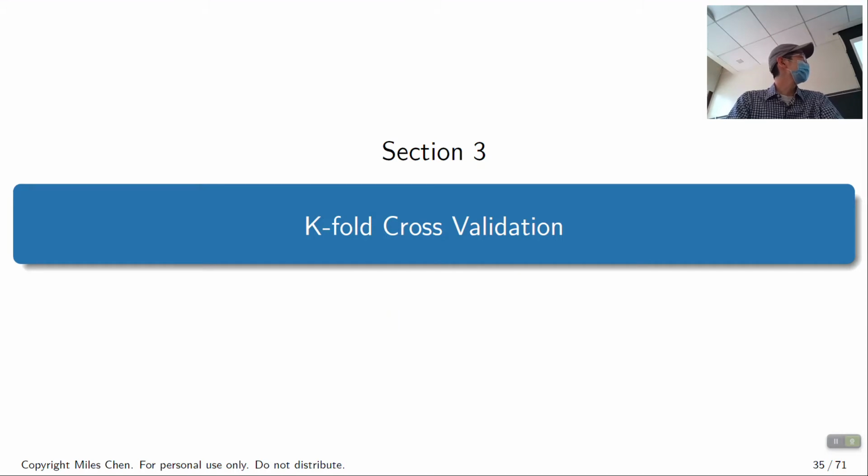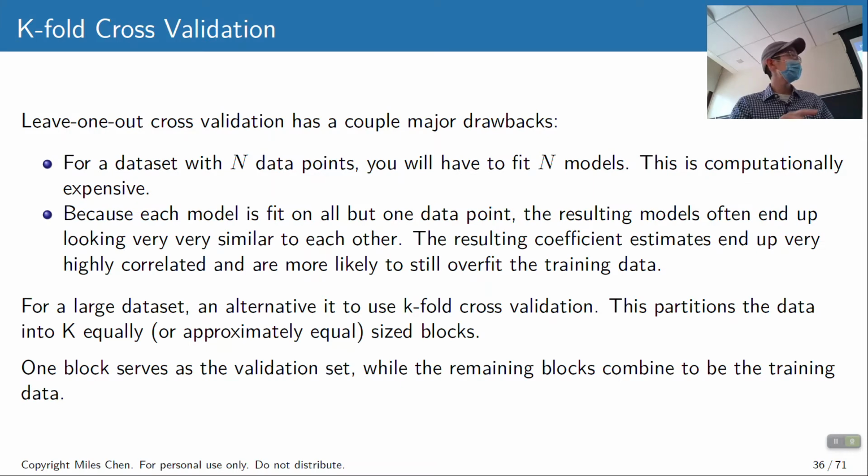So the alternative to that would be to do something like k-fold cross-validation. Rather than just leaving one observation out at a time, you take your entire data set and you divide it into k blocks.